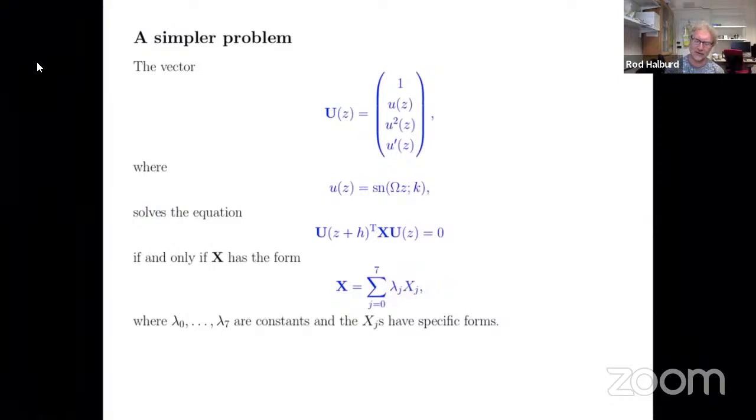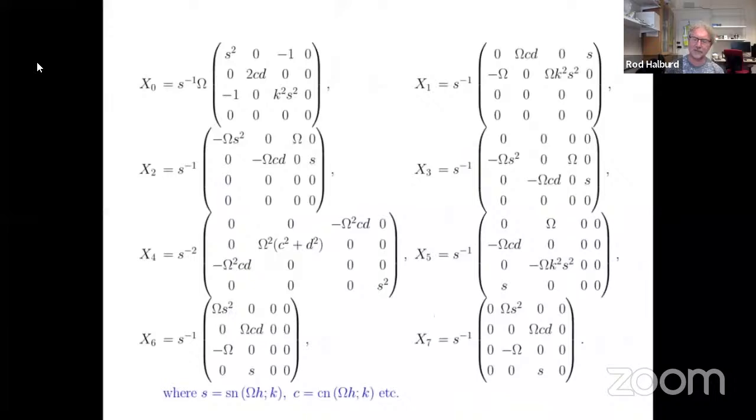vanish. So the x's here I've written out in this form. What do I expect you to see from this? Well, firstly, I should just explain that S, C, etc. These are just the Sn functions, etc., evaluated at this point omega h. So h is the step size, and omega and k are just some fixed constants.